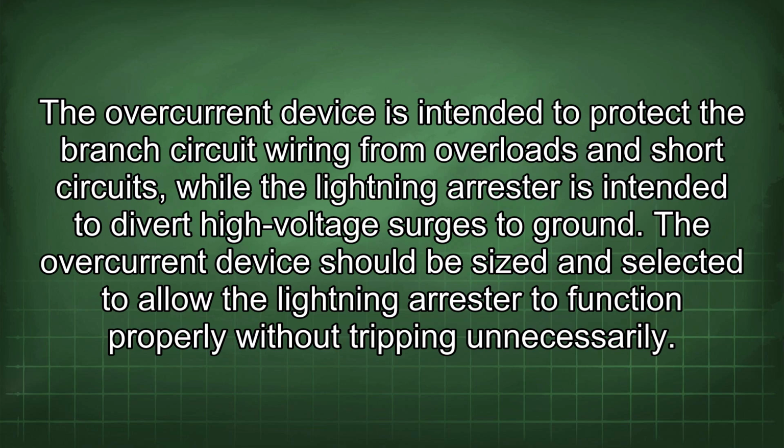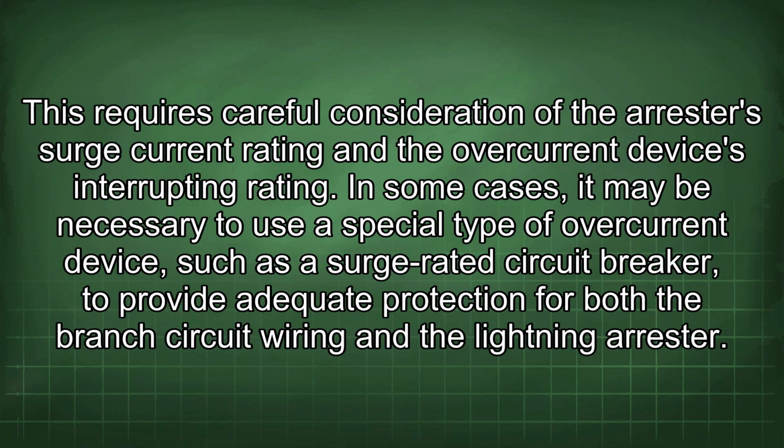The overcurrent device should be sized and selected to allow the lightning arrestor to function properly without tripping unnecessarily. This requires careful consideration of the arrestor's surge current rating and the overcurrent device's interrupting rating. In some cases, it may be necessary to use a special type of overcurrent device, such as a surge-rated circuit breaker, to provide adequate protection for both the branch circuit wiring and the lightning arrestor.